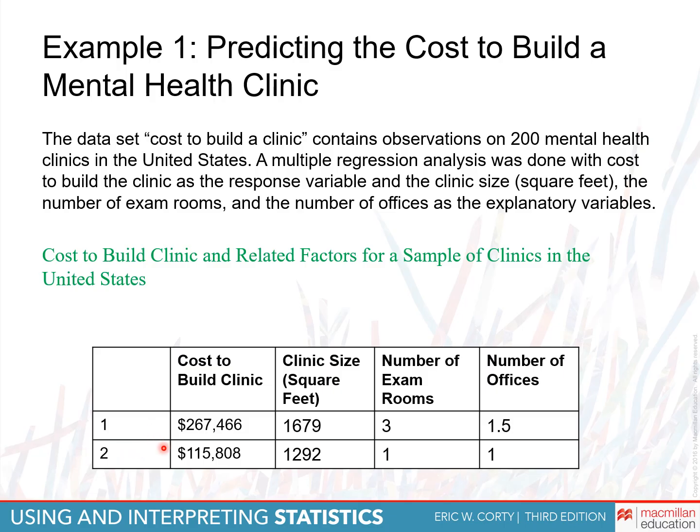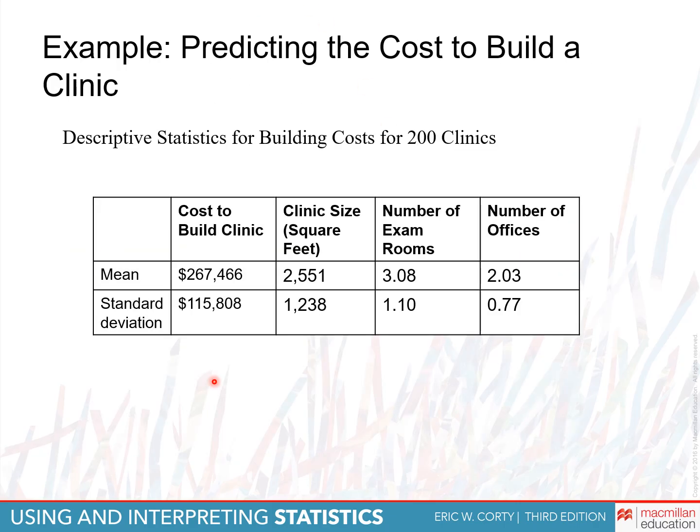And for each of these clinics, we have the cost to build, the size of the clinic, the number of exam rooms, and the number of offices. All right, so we can come up with this for all of our 200 clinics. And let's say we do this and we come up with the following values.